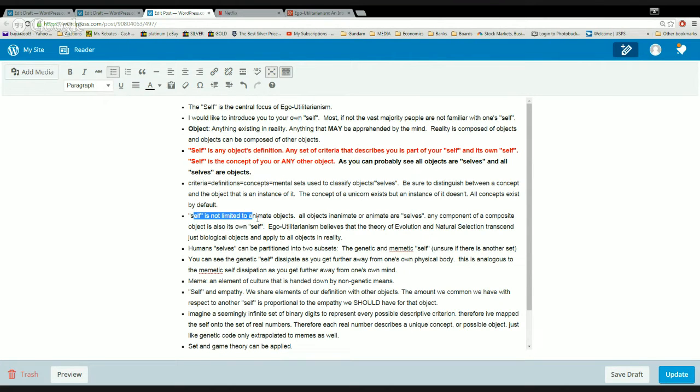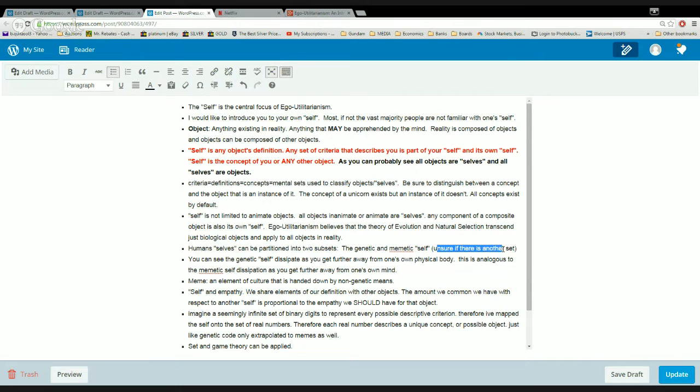Self is not limited to animate objects. All objects, inanimate or animate, are selves. Any component of a composite object is also its own self. Ego-utilitarianism believes that the theory of evolution and natural selection transcend just biological objects and apply to all objects in reality. Human selves can be partitioned into two subsets, the genetic and mimetic self.